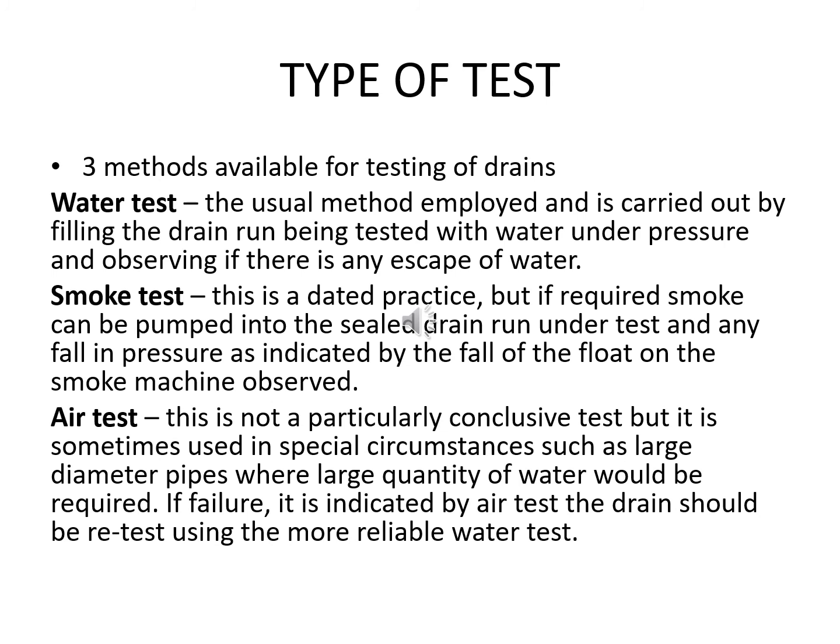There are three methods available for testing of drains. The water test is the usual method employed and is carried out by filling the drain run being tested with water under pressure and observing if there is any escape of water. While the smoke test is a dated practice, if required, smoke can be pumped into the sealed drain run under test, and any fall in pressure is indicated by the fall of the fluid on the smoke machine observed.